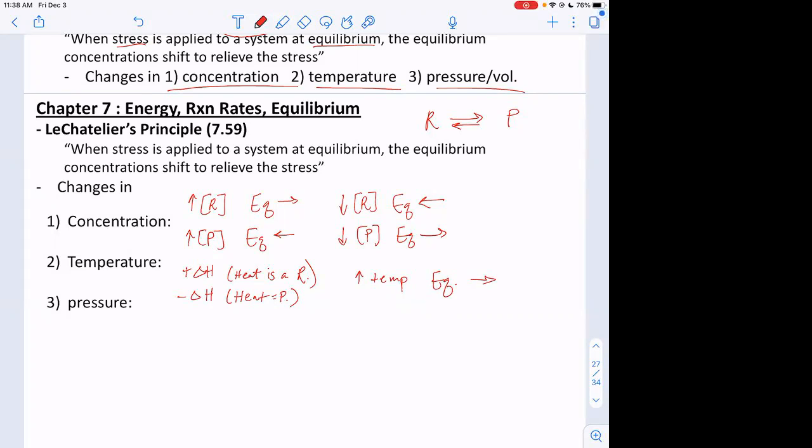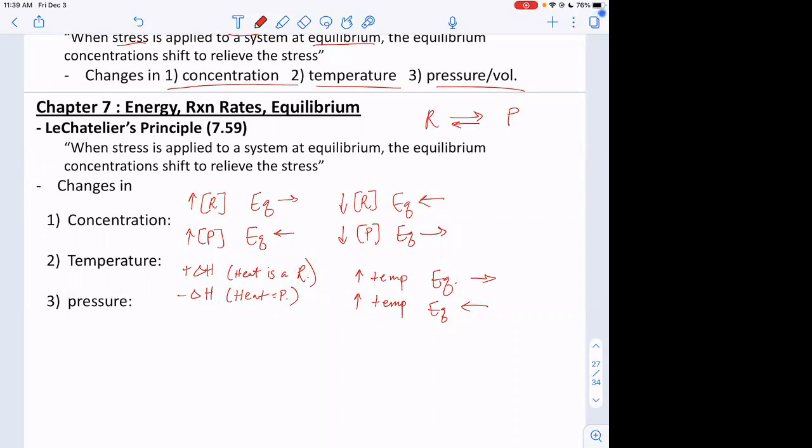If you're decreasing temperature, it'll shift the opposite way. If it's exothermic and we're increasing temperature, then equilibrium will shift to the reactant side. And if you're decreasing temperature, it just shifts the opposite way. All those things.